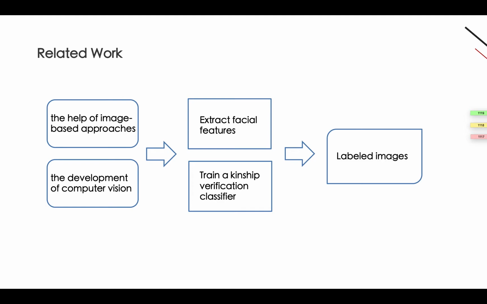Parallel work promoted kinship recognition with the help of image-based approaches and computer vision. They use machine learning techniques to extract facial features and train a kinship verification classifier on a collection of labeled images.